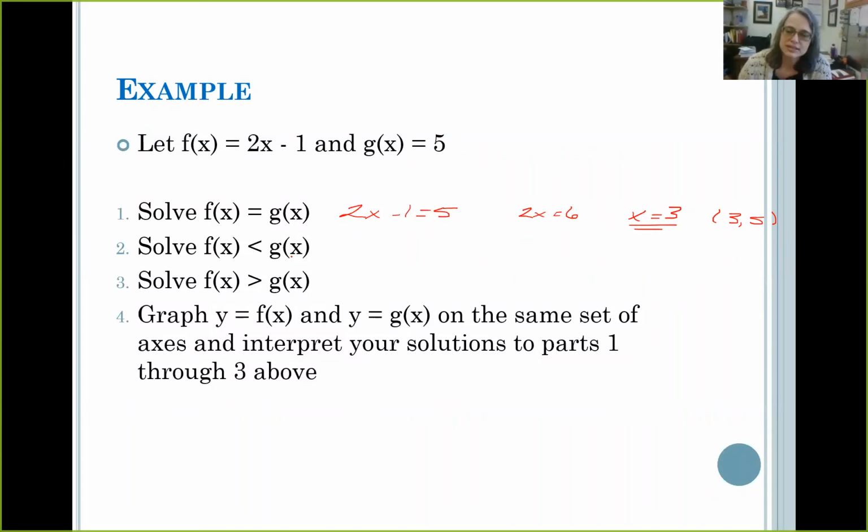Okay, so now let's look at the inequality where f of x is less than g of x. So we write 2x minus 1 is less than 5. We're going to do pretty much the same thing. We're going to add 1 to both sides of this inequality. So we get 2x is less than 6. Divide through by 2. Now remember, with inequalities, the only hiccup is if you're dividing or multiplying by a negative number, you have to reverse the inequality. 2 is not negative, so just divide through by 2, and we get x is less than 3.